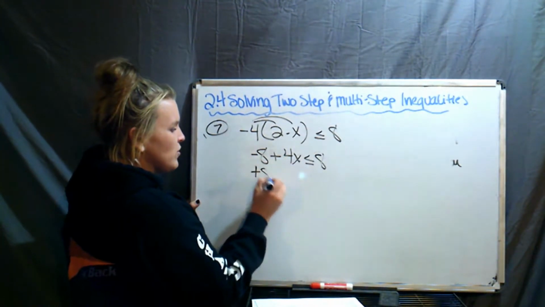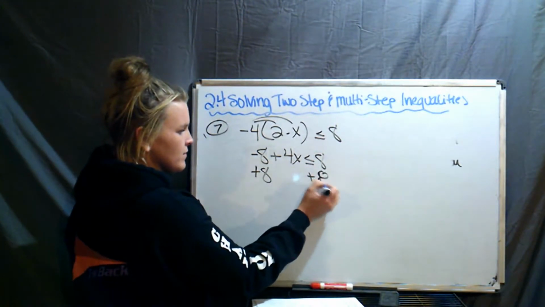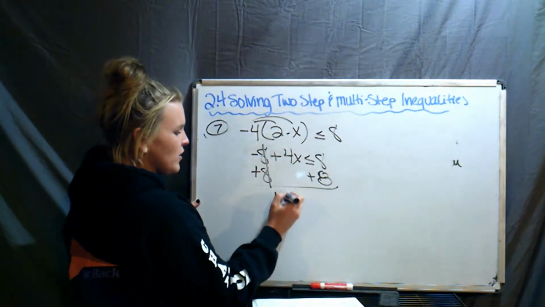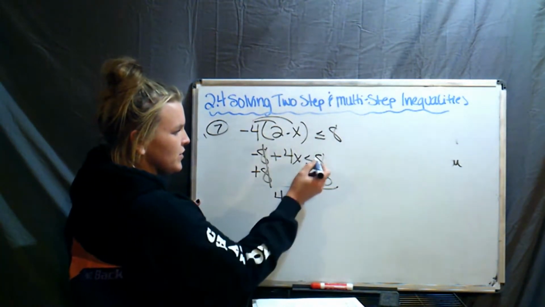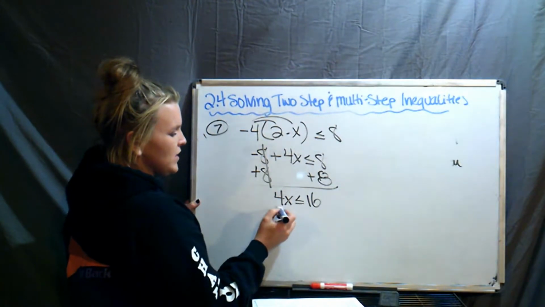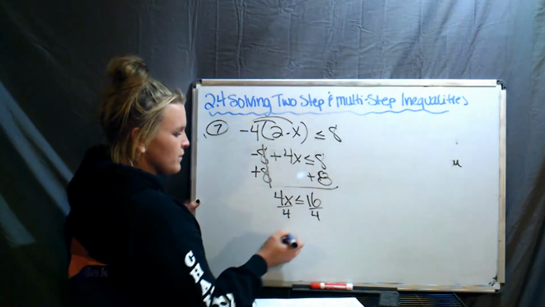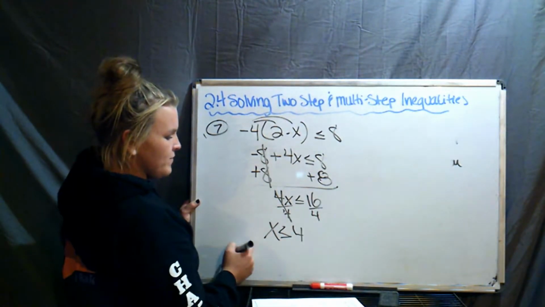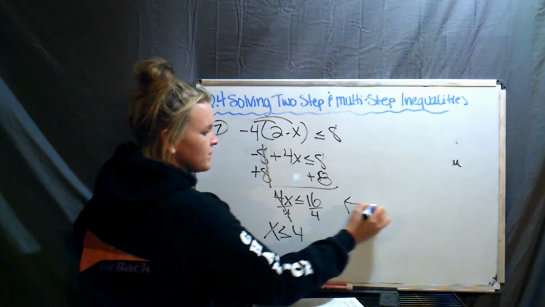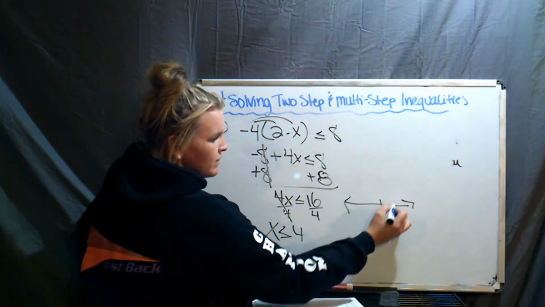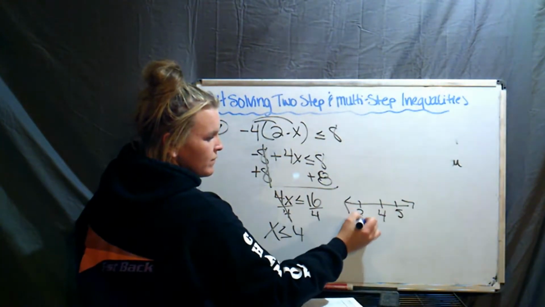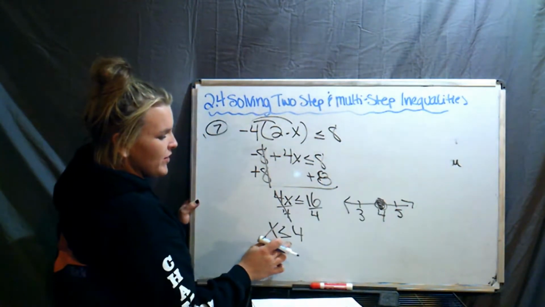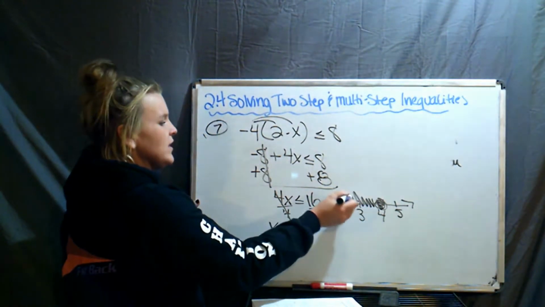I'm going to add 8 to both sides. I don't need to change my sign or anything, so I'm just adding. So 4x is less than or equal to 8 plus 8, 16. Divide by 4. x is going to be less than or equal to 4. Put this on a number line. I'm going to shade that in because it's equal to, and x is going to be everything less than or equal to 4, so everything that's less than 4.